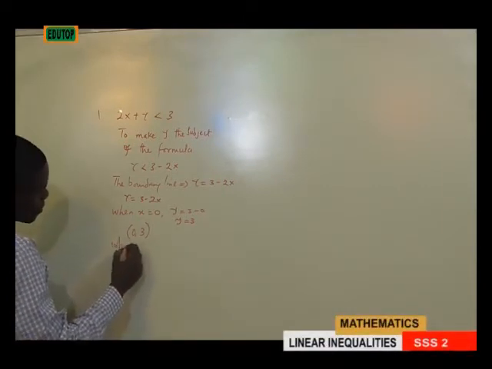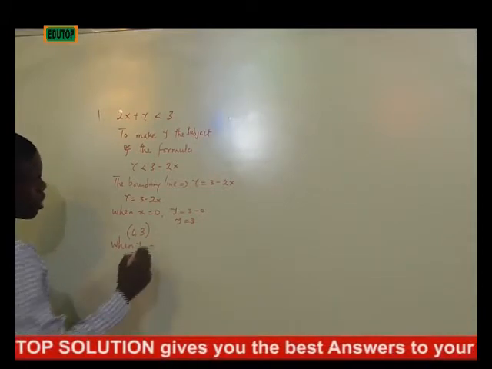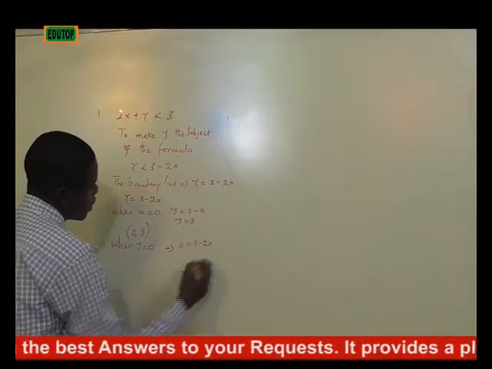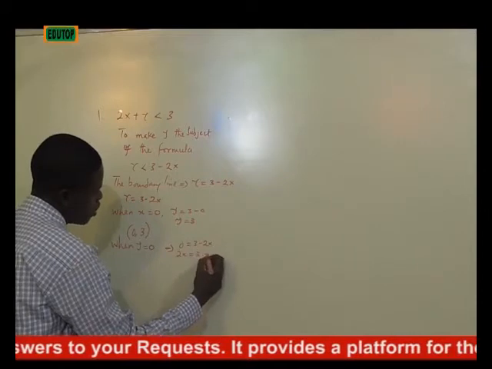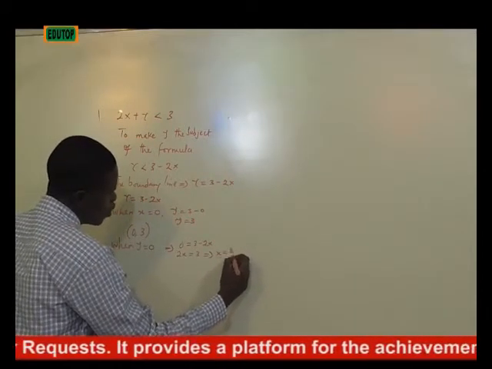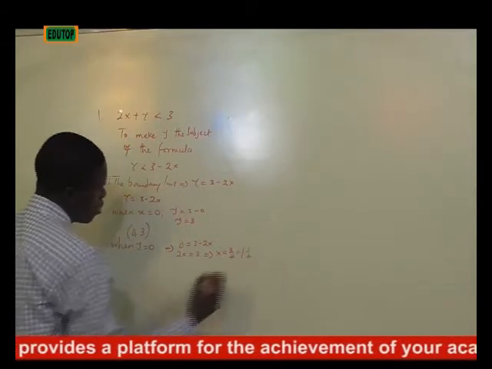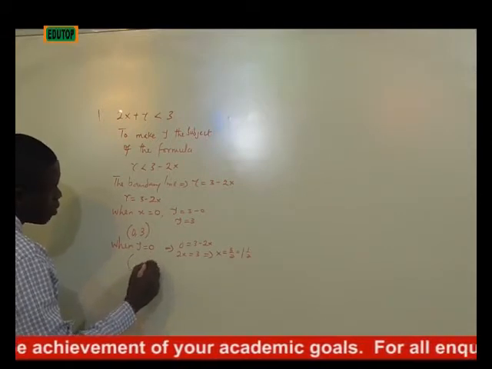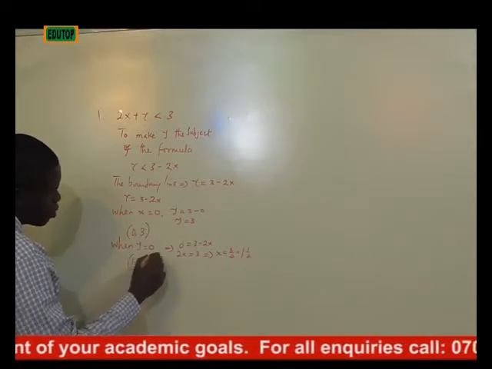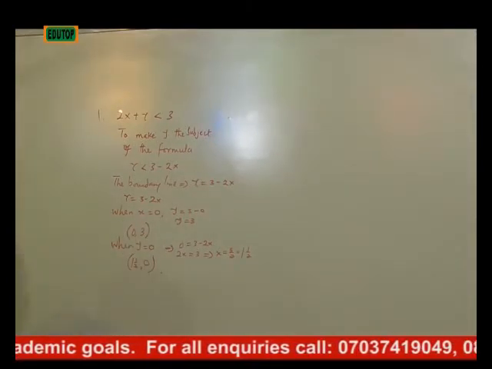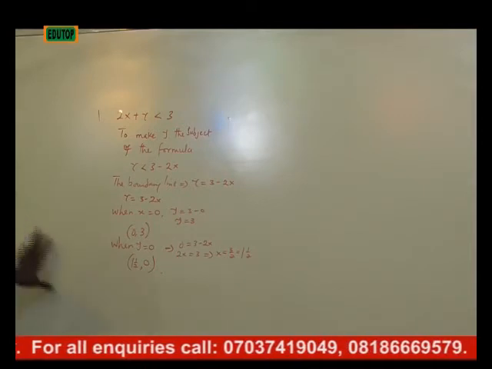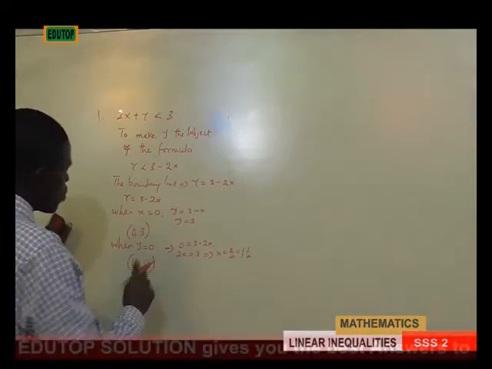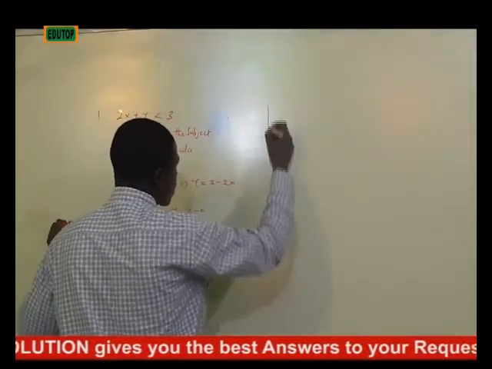Then when y is equal to 0, we have 0 equals 3 minus 2x. Then it should now be 2x equal to 3, which implies that our x will definitely be 3 over 2, which is equal to 1 and 1 over 2. That means at y equal to 0, x is 1 and 1 over 2. So these are the two critical points that must be considered in sketching the inequality graph. Now, the next thing we have to do is to sketch our graph.